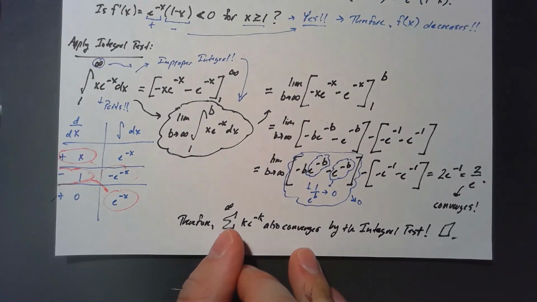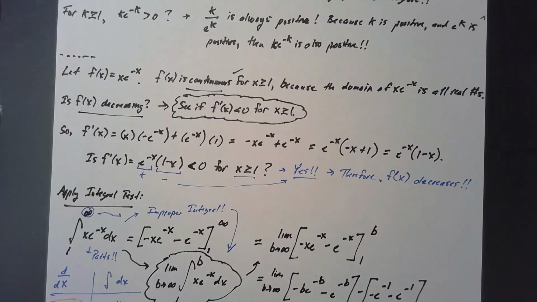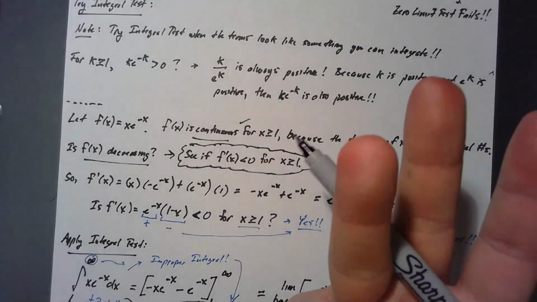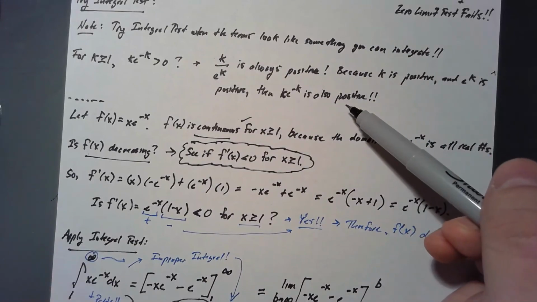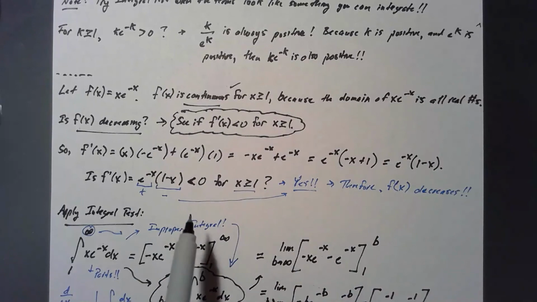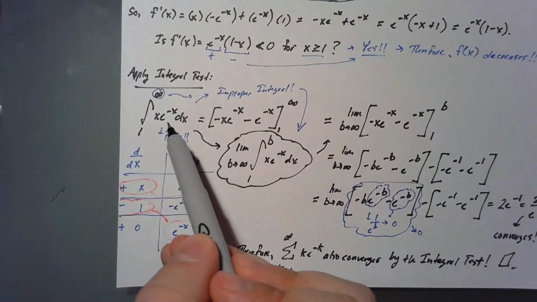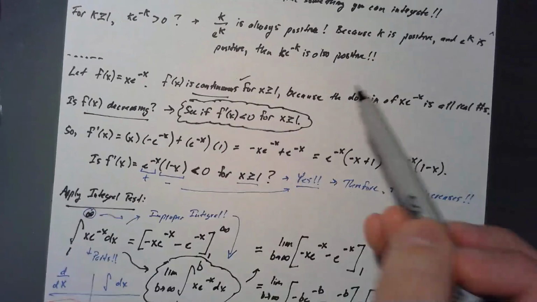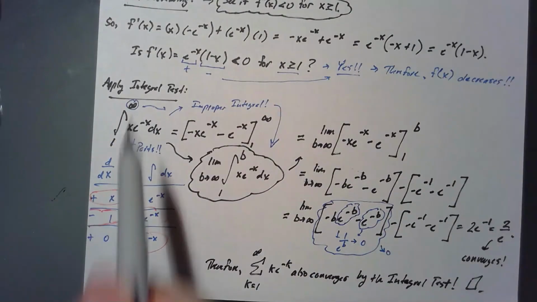That's how we do it. There's a lot to it. You know, there's 3 things you have to check for. If it's a positive term series, if it's continuous, and it's decreasing. Then you could do this. You have to check these first before you do the integral test.